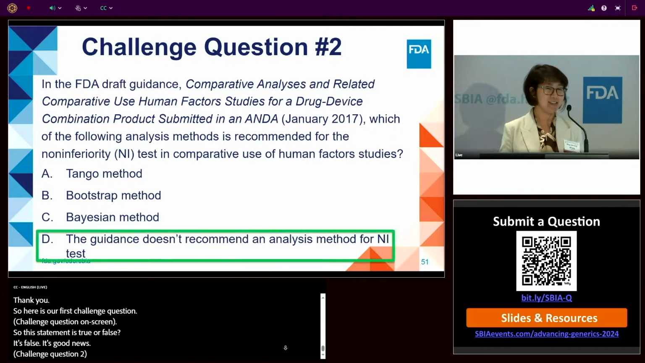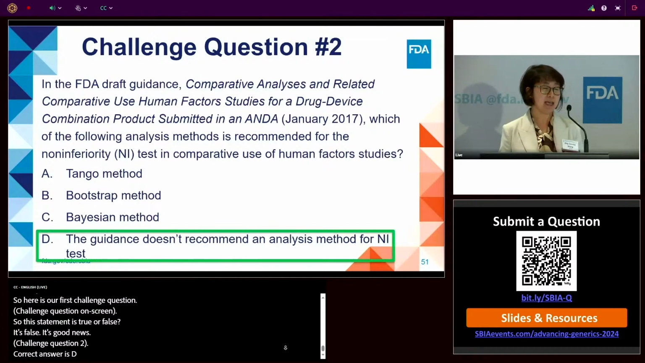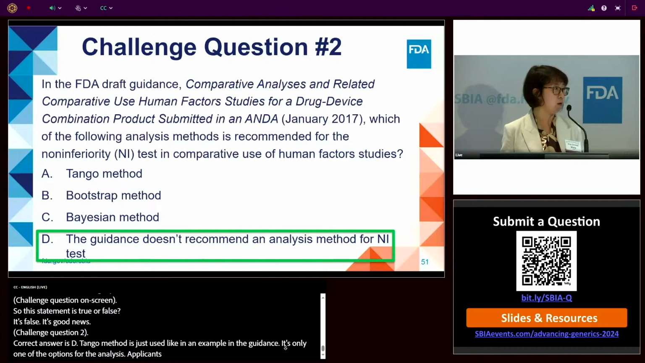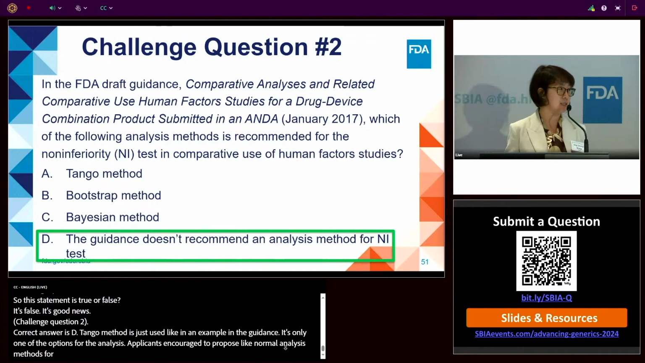Yeah, the correct answer is D. The Tango method was just used as an example in the guidance. It's only one of the options for the analysis. Applicants are encouraged to propose novel analysis methods for human factor studies. And FDA is open for discussions.